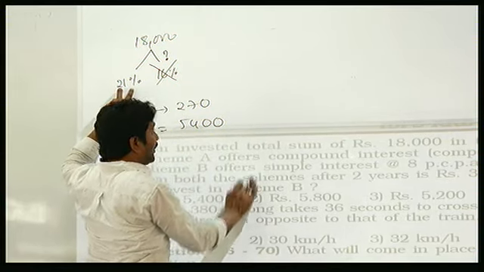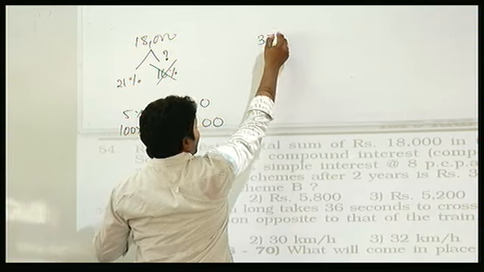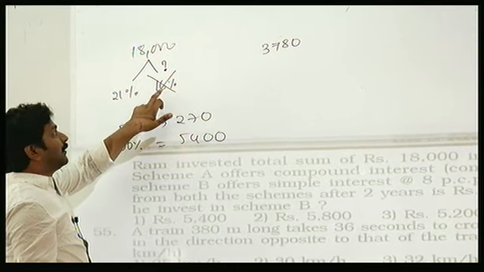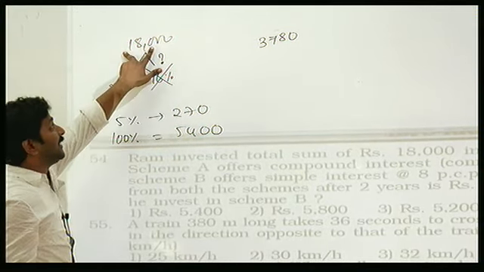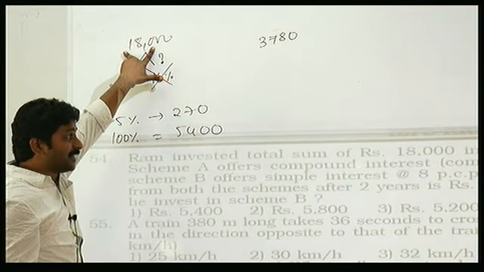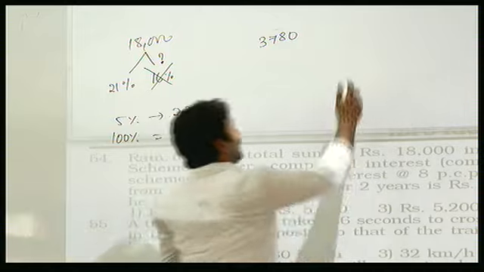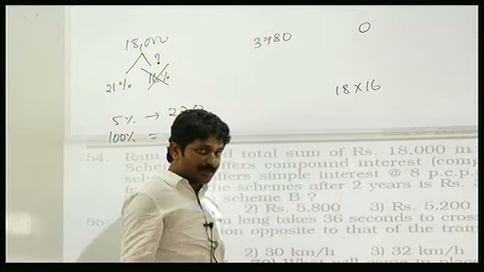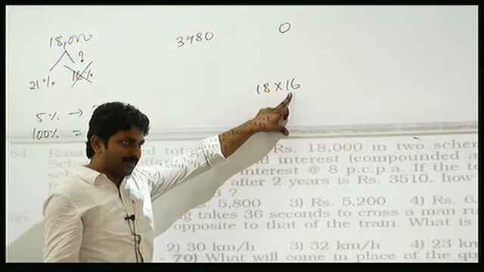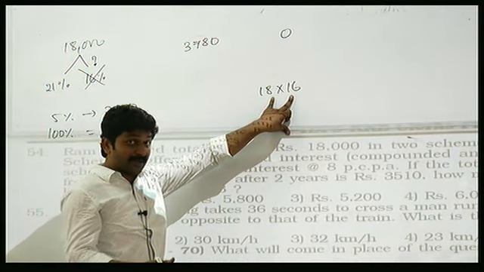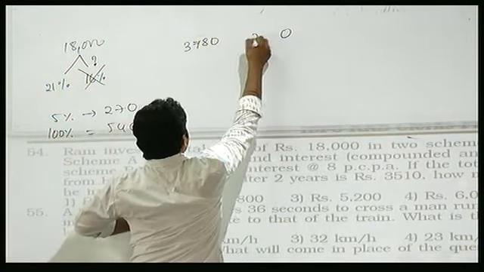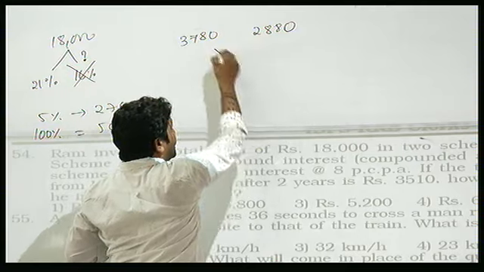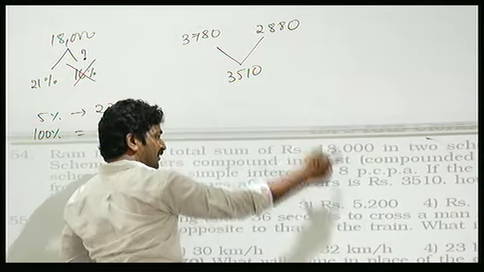If the total money is given for Scheme A, you will get 21%, which is 3,780. If the total money is given for 16%, 1% is 180, so 16% is 180 into 16. As 180 has 0, you will get 0, and then you need to complete this: 18 into 17, 18 into 16. 17 plus 1, 17 minus 1, 17 square minus 1: 289 minus 1, 288. So that is 288. This is Scheme A interest for 2 years, and this is Scheme B interest for 2 years. When you mix it, you are getting 3510.